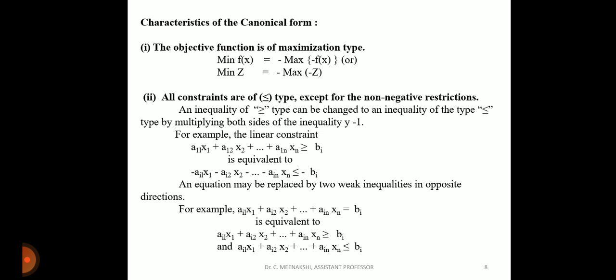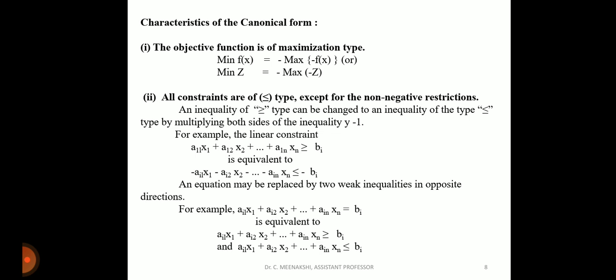Next, we have to know about the characteristics of canonical form. First, we note that the objective function must be of maximization type. If it is of minimization type, we have to convert it into maximization type by multiplying the objective function by -1. Next, second point: all constraints are of less than or equal to type, except for the non-negativity restriction.